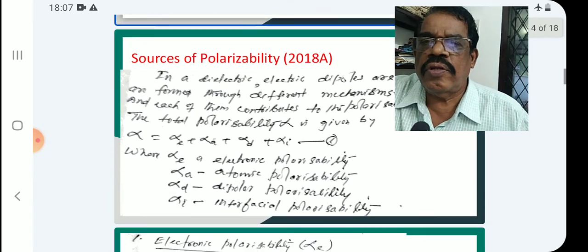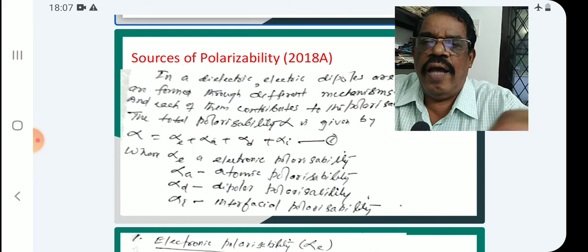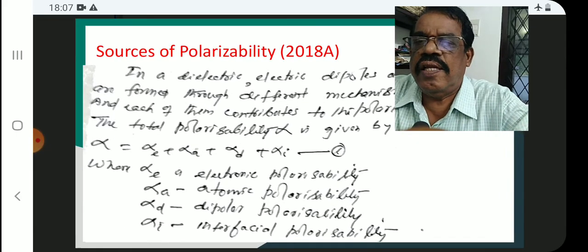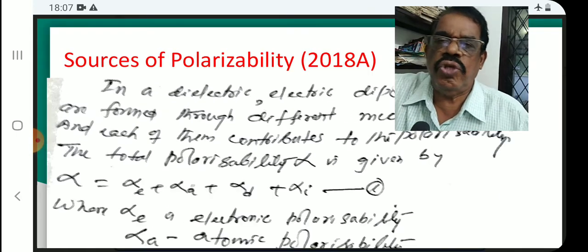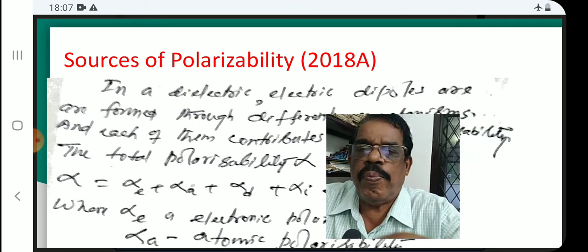That is all about the depolarization field, and it is a short answer question. Now we come to another topic. This is a 2018 question: sources of polarizability.